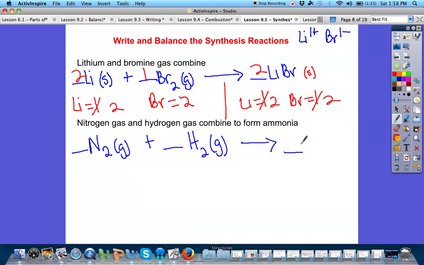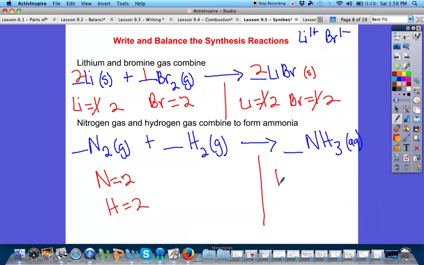Ammonia is one of those commonly named covalent compounds we talked about in Unit 4 with our ionic and covalent compounds. This is NH3. This is different than ammonium, which is our polyatomic. It has a different formula. The state of matter for this is going to be aqueous because it's going to be a solution. So then we're going to go through and we're going to count the number of atoms we have. We have 2 nitrogen and 2 hydrogen in our reactants. In our products, we have 1 nitrogen and we have 3 hydrogen.